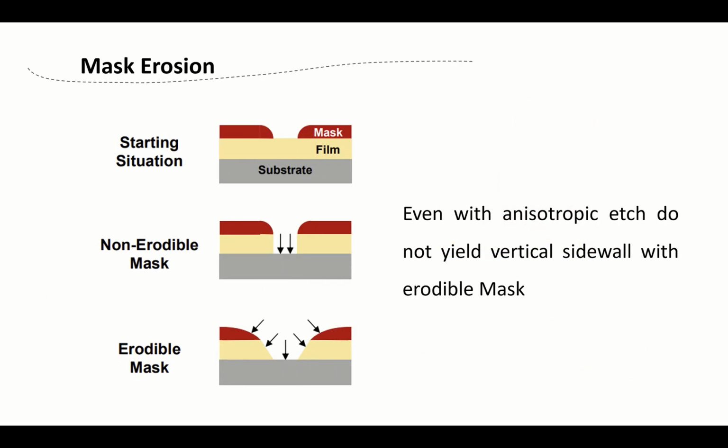As we said, if your mask is erodible, this will cause an issue. Even with an anisotropic etch, you still do not get a really vertical sidewall because you etch away the mask over here.